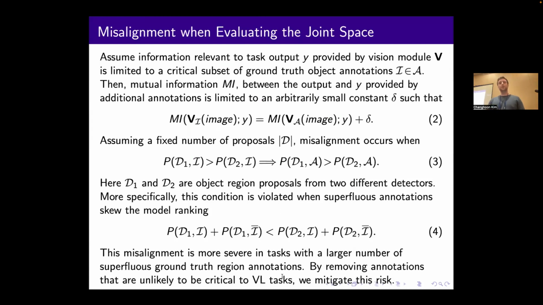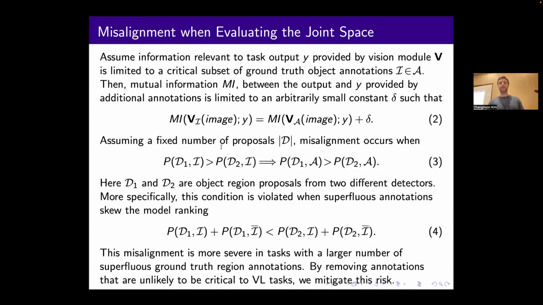So this is a formalization of the issue that we're talking about here. We use mutual information to measure the alignment between a typical set of the object annotations and the full set of annotations and the downstream task. And we consider that the alignment will be nearly the same for the critical annotations.